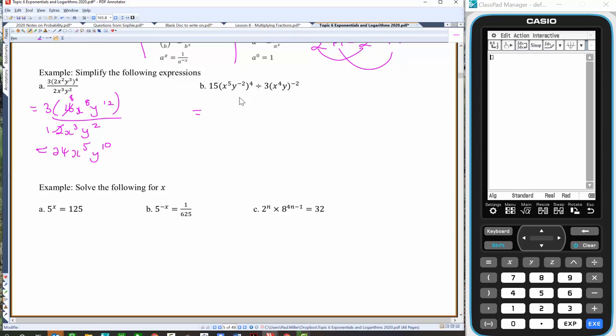Right, this one here, what we're going to do is, if we've got that divided by that, let's just put one on top of the other. So 15 x to the 5. Let's just use the power to power rule straight away. So this is 5 to the x to the 5 to the 4, which is x to the 20, y to the negative 8, all over, didn't need the brackets there now, but doesn't matter, 3 x to the negative 8, y to the negative 2.